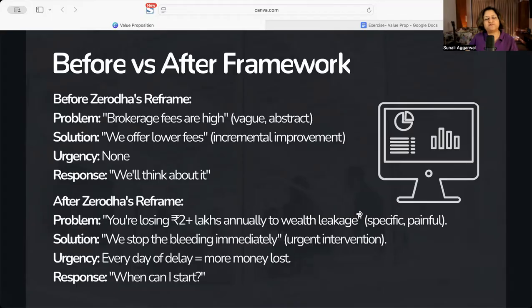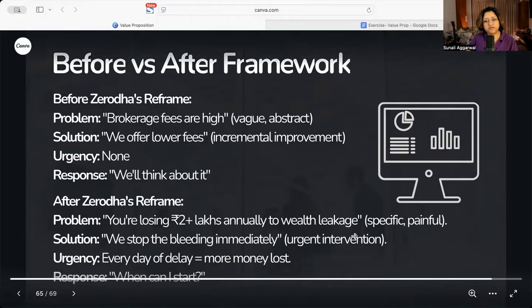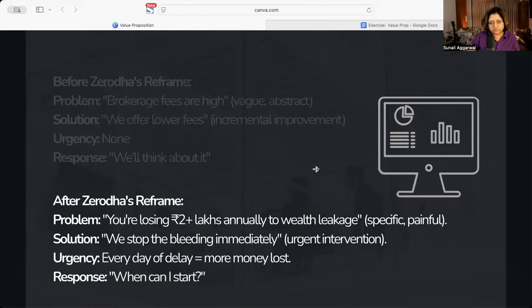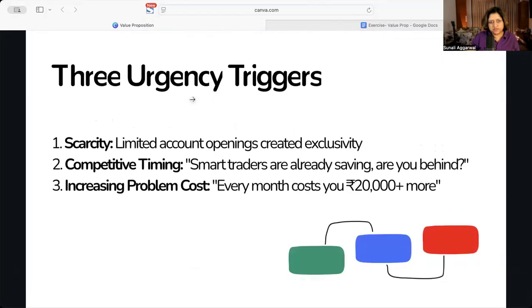I'm going to read the after, how Zerodha reframed it. The problem was you're losing 2 lakhs plus annually. The solution is we stop the bleeding immediately. Urgency: every day of delay is costing you more money. So the urgency triggers are scarcity, competitive timing, and increasing problem cost. Every time you don't take action, you lose 20,000 more.